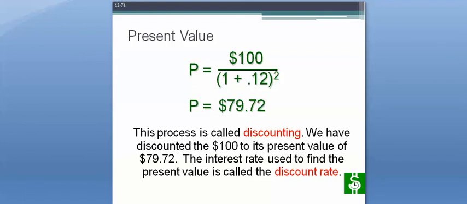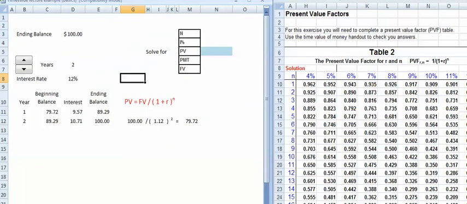Let's go ahead and take a look at that. The initial $79.72, if we could earn 12% interest, would earn $9.57 in interest in the first year, leaving us with an ending balance of $89.29. In the second year, that $89.29, if we could earn 12% interest, would earn $10.71 in interest, and indeed we would end up reaching our ending value of $100.